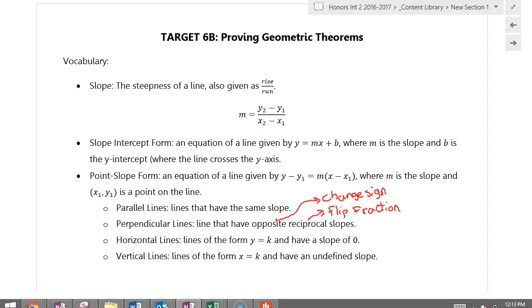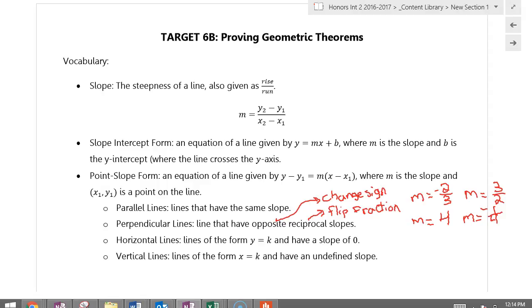So for example, a slope of negative 2/3 and a slope of positive 3/2. Different signs, flip fraction. Those are slopes that are perpendicular. Same thing with something like the slope is 4, the perpendicular slope is 1/4. Okay, so if it's just a number, it's 1 over that number. Sorry, forgot the negative. Negative 1/4, the opposite. So it's changing the sign and then flipping the fraction.